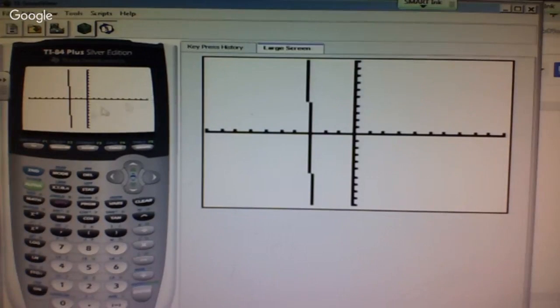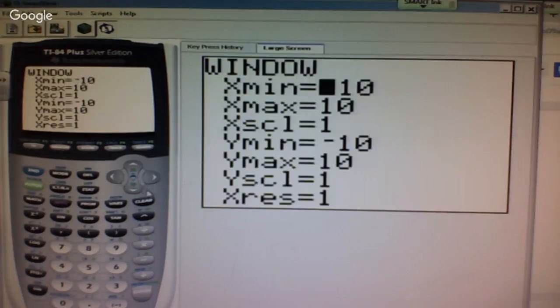All right, so all we saw was a straight line, so I need to see lower. And again, you know it's lower because it's an up-facing parabola because my A value is positive. So I need to see lower, so I need to change my Y minimum.